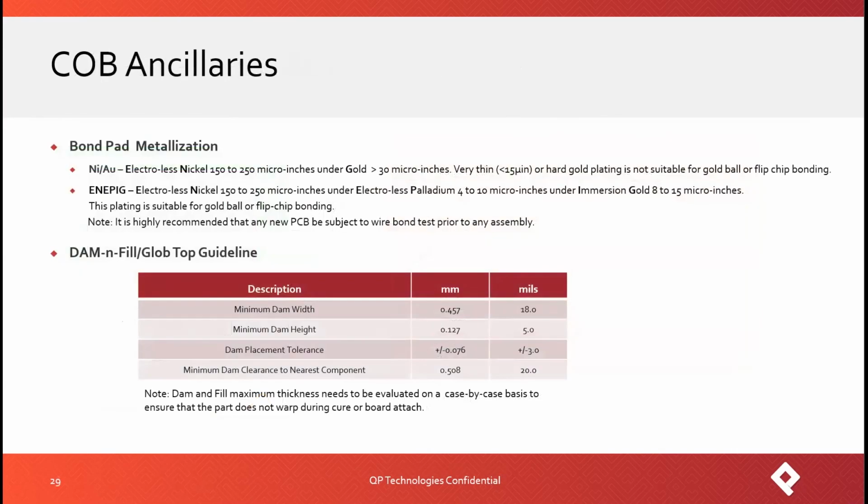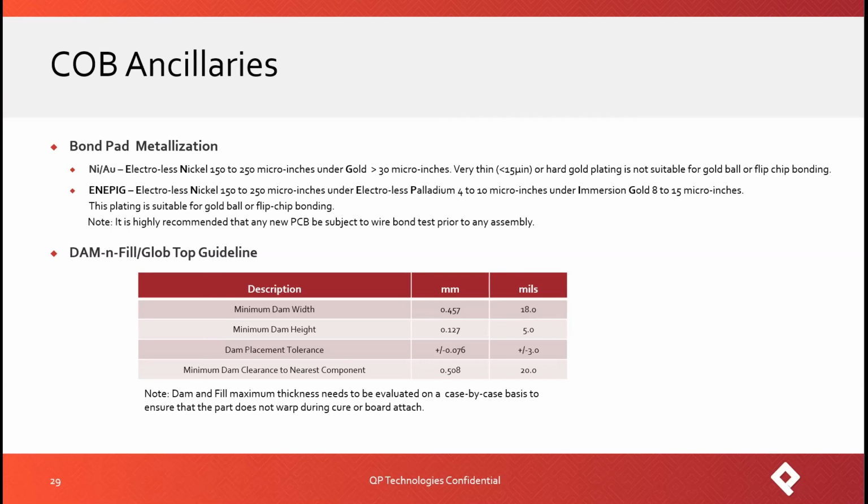I call it COB Ancillaries for lack of a better term. Here's what we know as far as bond pad metallization goes, which has historically been the biggest issue. Most board shops are set up to do connector gold plating, but not a wire bondable gold plating. Today we're probably still looking at almost 20% of the boards that we get are just not wire bondable gold or aluminum. The finish is just incorrect. So it's imperative that, even though it's going to cost more and it may cost you time, you ensure that it has a wire bondable metallurgy.